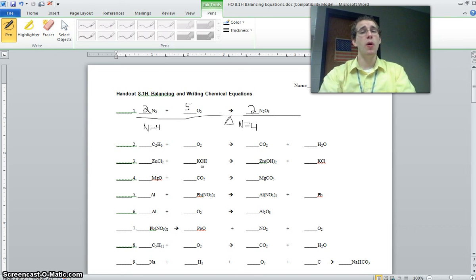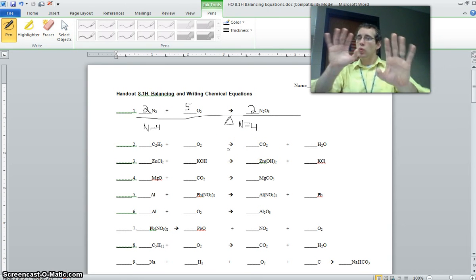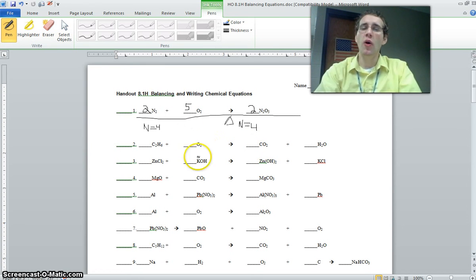Because if you put a coefficient in front of that O2, it doesn't change anything else. If you were to change the coefficient, say, for the carbon dioxide on the product side here, it applies not only to the oxygen, but also to the carbon. So as you start working through these balanced equations, always leave those single elements until the end.